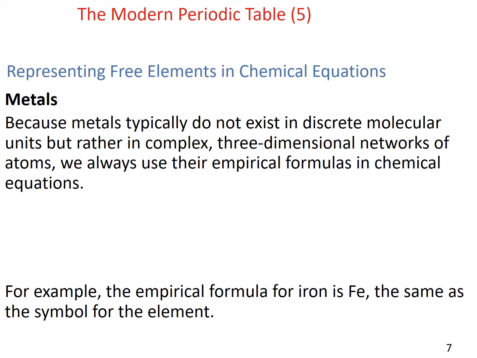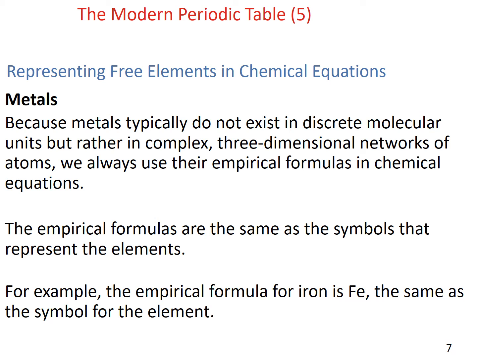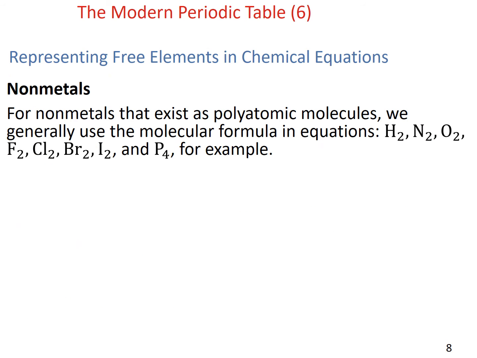Because metals typically don't exist in discrete molecular units, we will write them just the same as their element symbol. We're probably familiar with this. For iron, we're just going to use Fe. It's the same as the symbol of the element. This isn't always true in chemical equations if you are dealing with nonmetals. Some nonmetals exist as polyatomic molecules. A few of them we're already familiar with. H2, N2, O2, F2, Cl2, Br2, I2 are the diatomics that we're already familiar with.